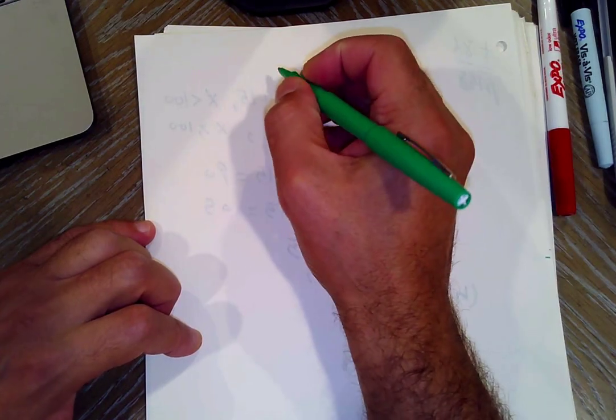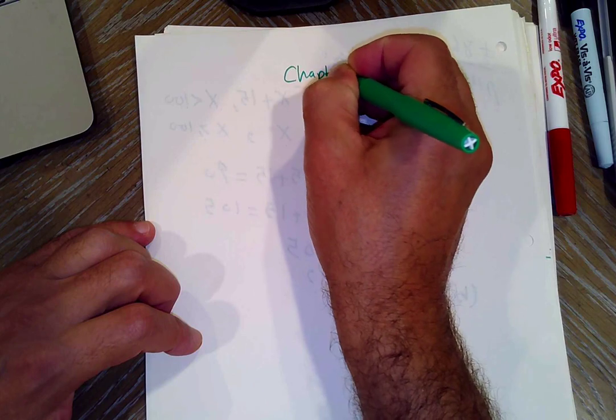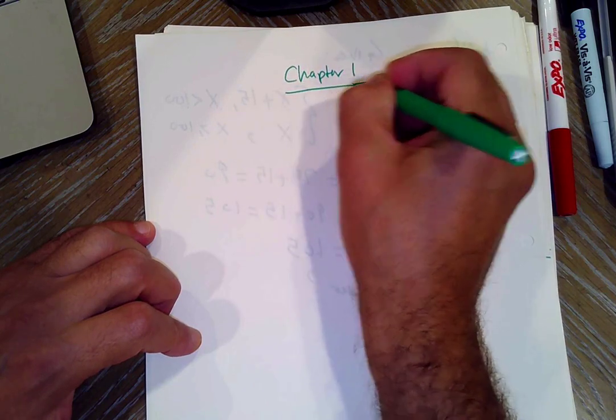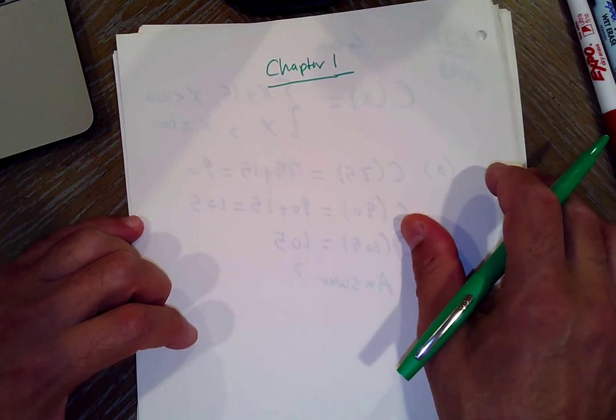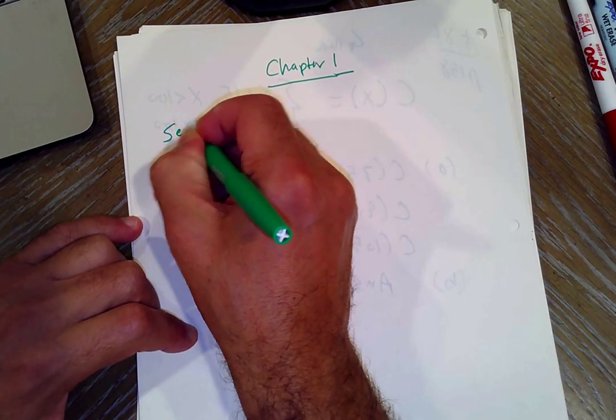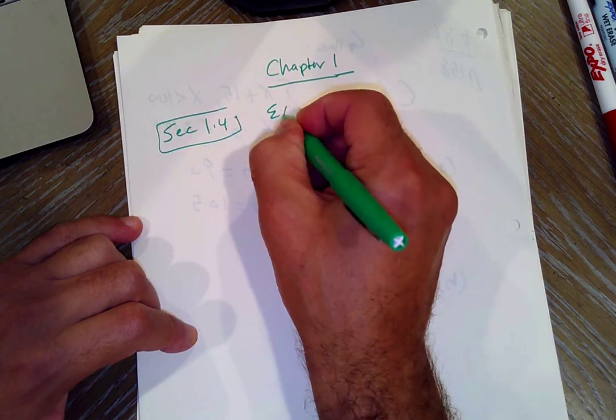Alright, let's start calculus with chapter 1, which should be a review. We could skip that, but I'm gonna go review a few things from chapter 1 first. Section 1.4, it's about exponential functions.